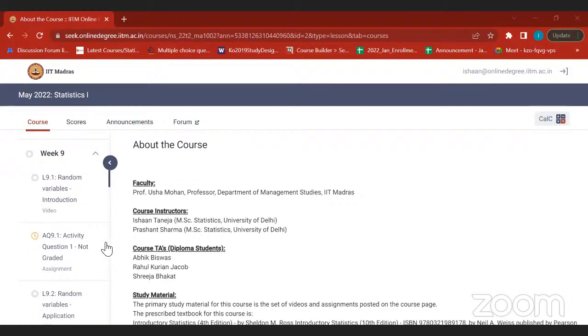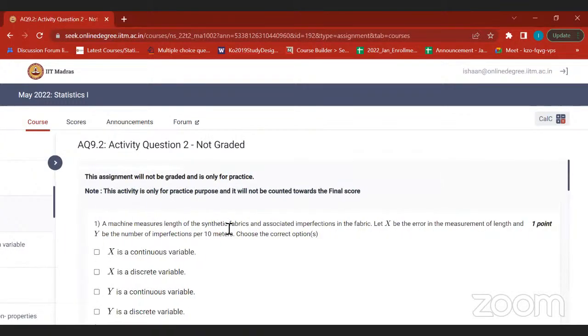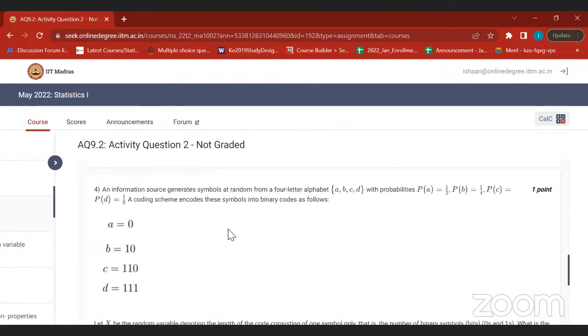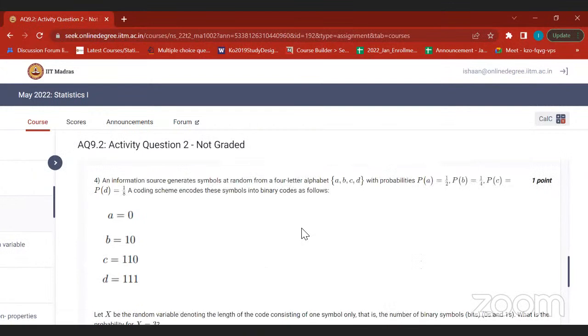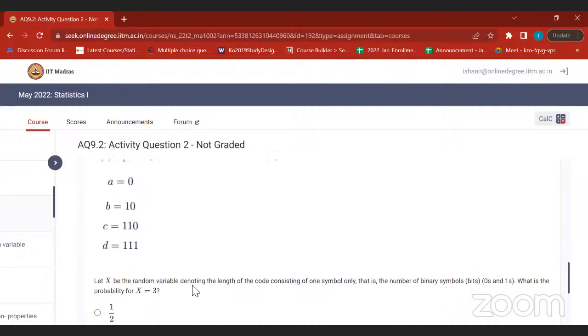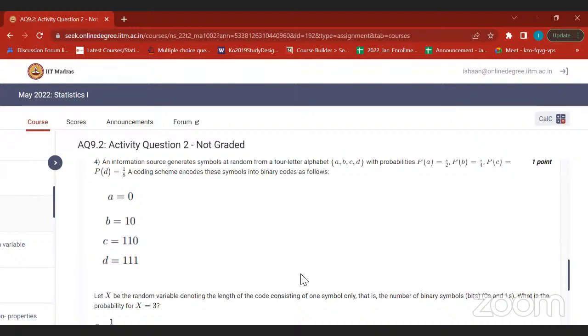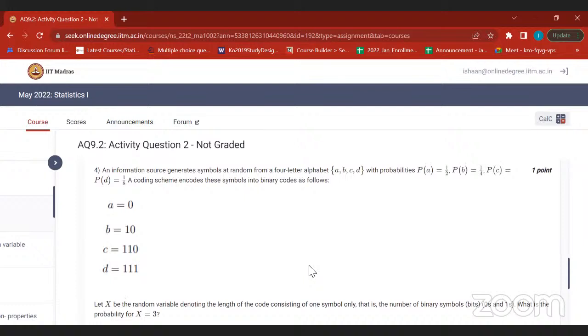Question 4, activity 9.2, sir. Okay, how did you proceed with this one? Where are you facing difficulty? Of the code. Okay, so how did you approach this one? What was your approach to solve it? Sir, I didn't get the question first of all.